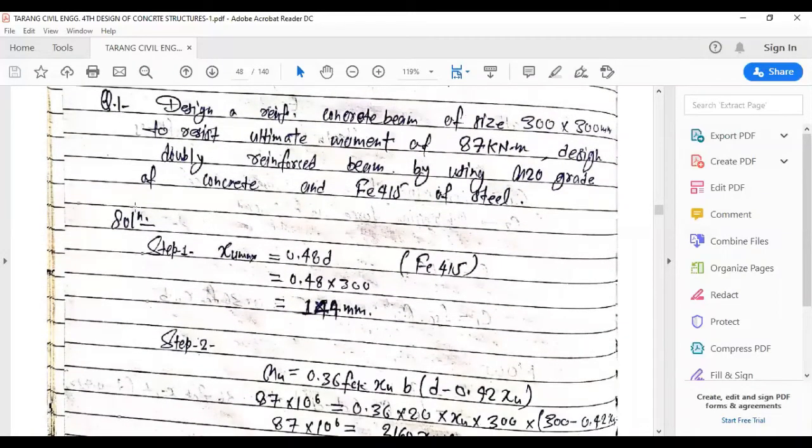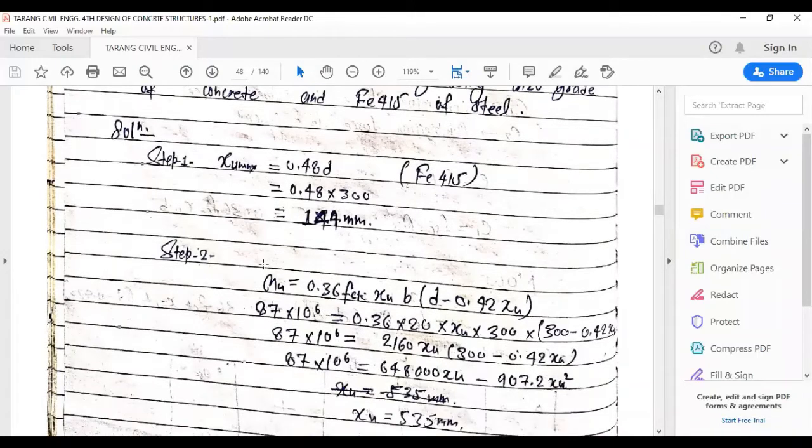So the solution is, first we'll write step 1, in which we'll find the value of XU max, which is given by 0.48 D. As we know, this is from the IS code. For Fe415 steel, the value is 0.48 D. The value of D is given to be 300 mm, and XU max comes out to be 144 mm.